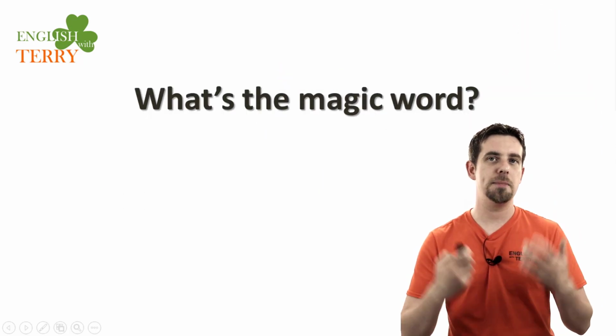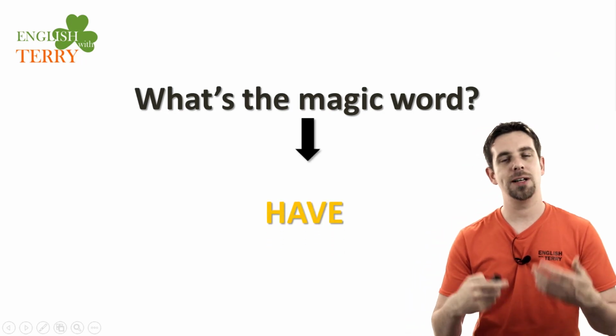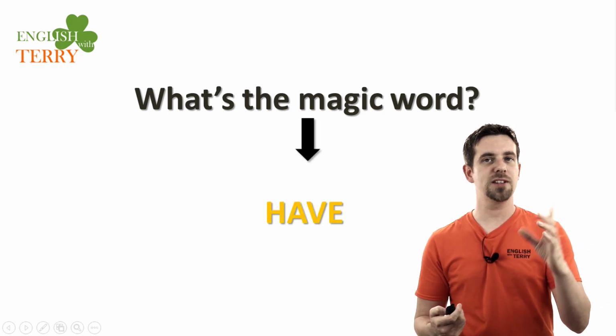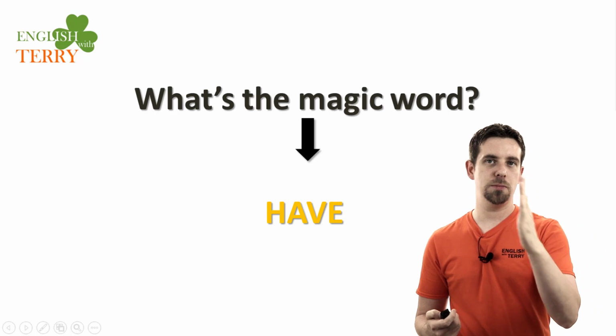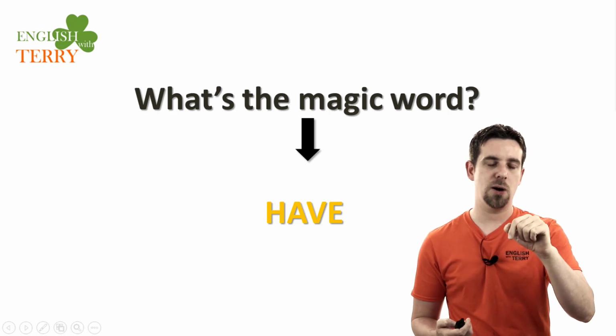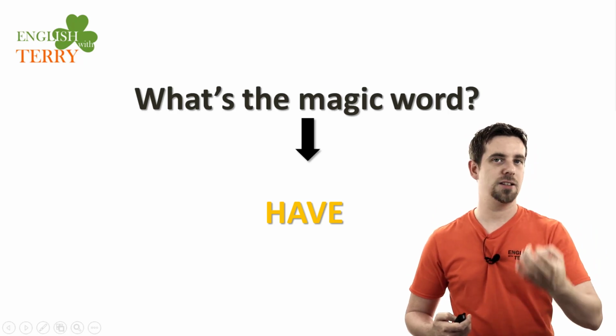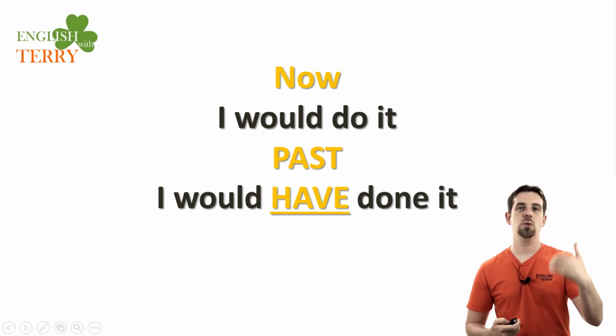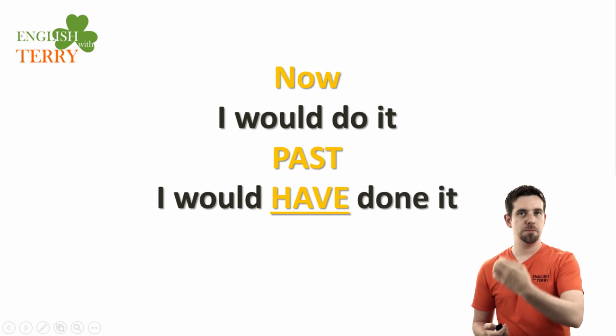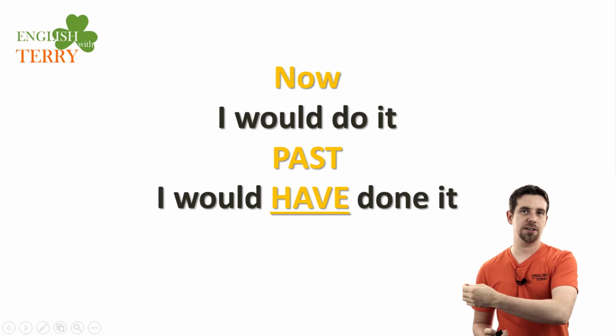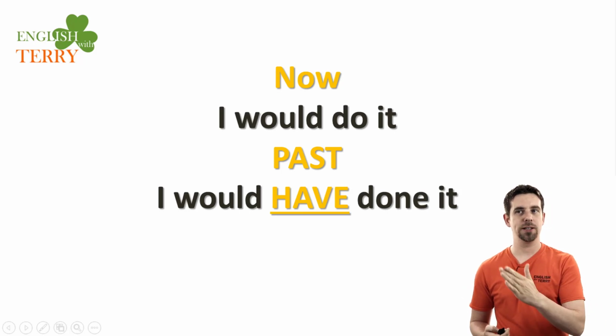So what's the magic word? The magic word is have. Because if we have the simple sentence of I would buy it, that talks about now. If I want to make this sentence into the past, we say I would have bought it, or I would have done it. Here, for example, is I would do it, or I would have done it.